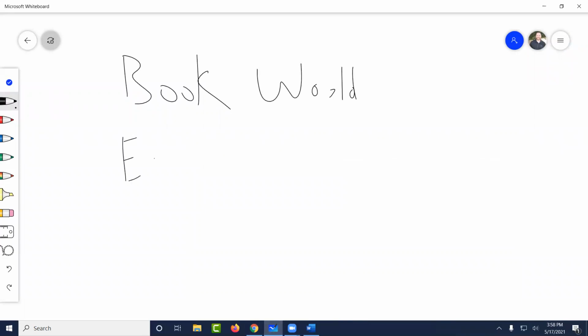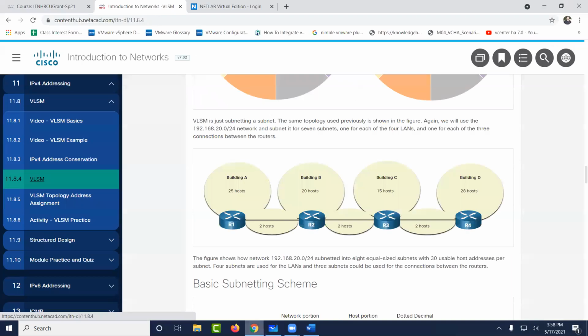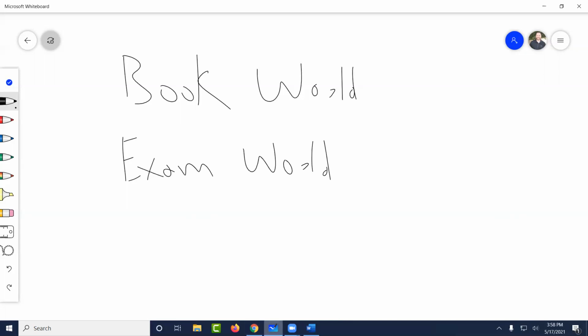We have the exam world. Okay, so I'm going to take my CCNA. I'm going to take my CCNA, folks, and the question says, subnet it for 25 hosts or get as close to 25 hosts as you can. And it says nothing about planning for growth. You're going to subnet it to get it as close to those 25 hosts as you can. Because in the exam world, you've got to do exactly what they ask you to do.